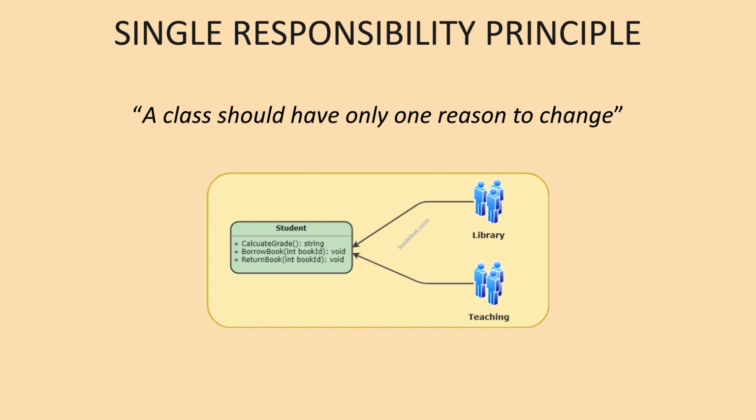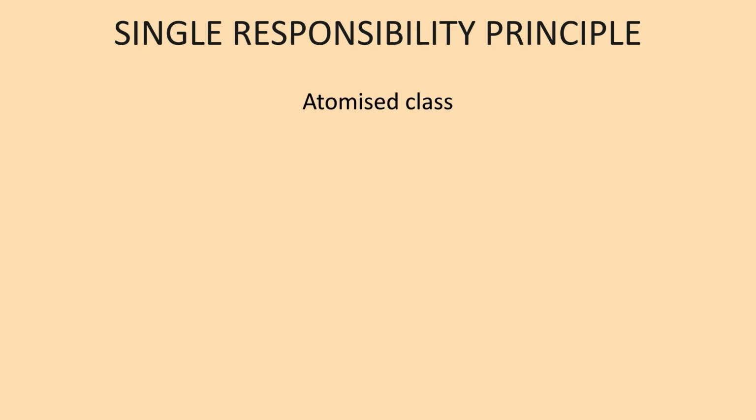So, separating unrelated methods into different classes is a good idea, but at the same time, we need to make sure we don't end up with something called an atomized class. When we say atomized class, we refer to a class that is unnecessarily designed to have very few methods which achieve a very small thing.